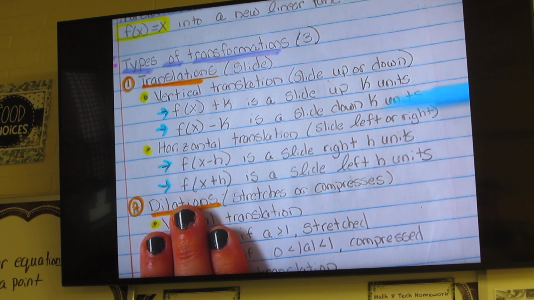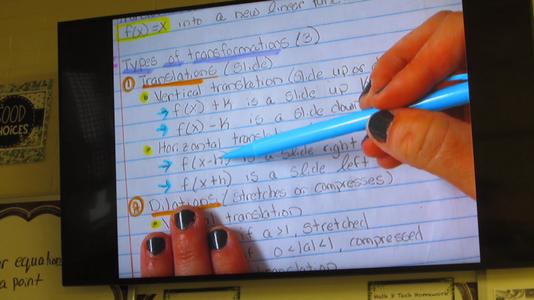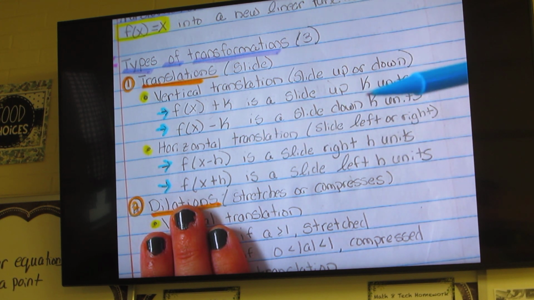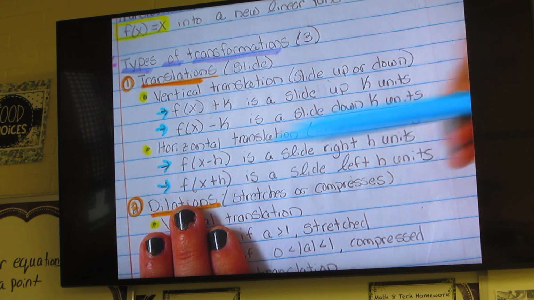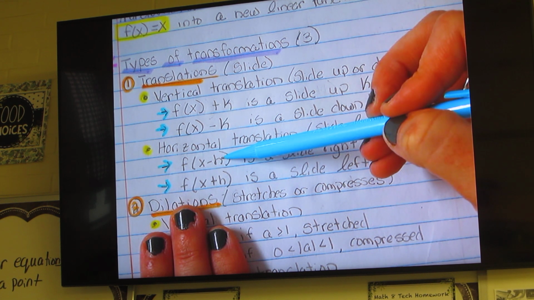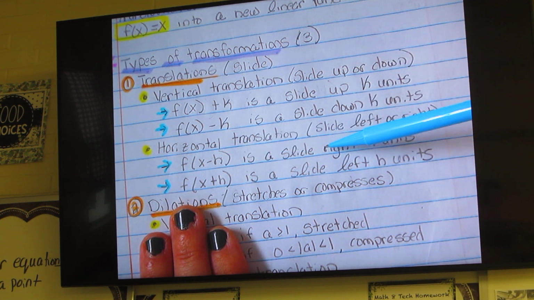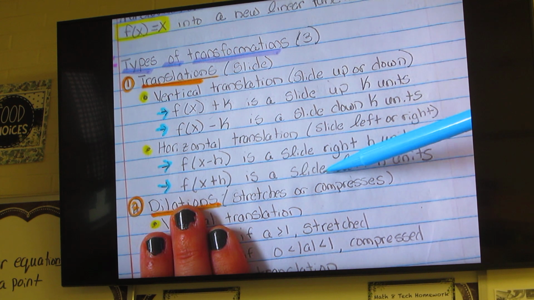Left or right occurs when you add or subtract inside of a parentheses, and it's kind of opposite of what you think. So you would think if you subtract, you go to the left, but it's totally opposite. If you're subtracting a value inside of the parentheses, you go right that many. Adding a value, you go left that many.